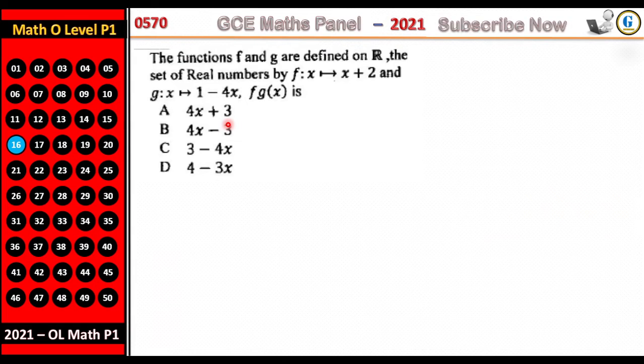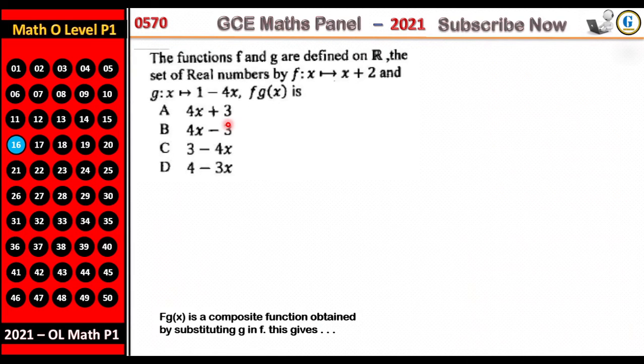16. The functions f and g are defined on the set of real numbers by f is such that x is mapped onto x plus 2 and g is such that x is mapped onto 1 minus 4x. Find the composite function f of g of x. So f of g of x is a composite function and is obtained by substituting the second function in the first. G is the second one.